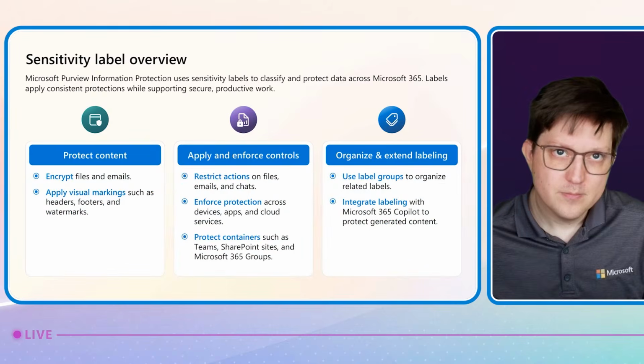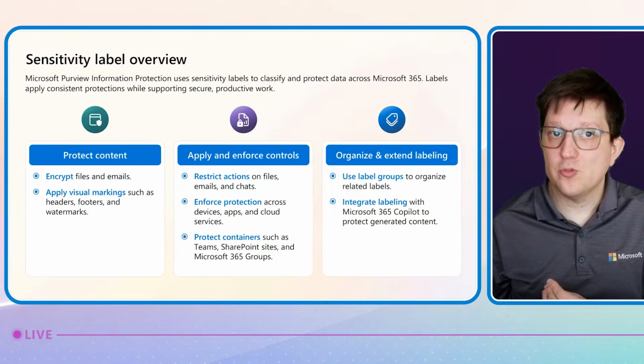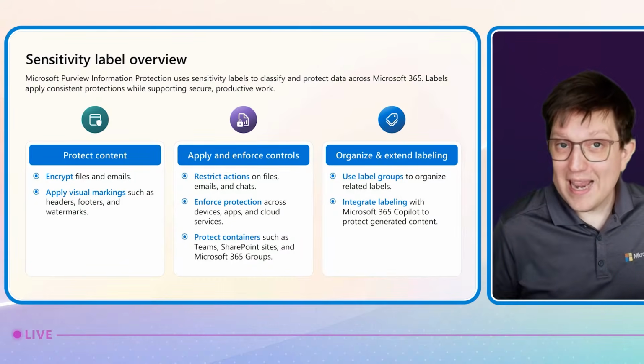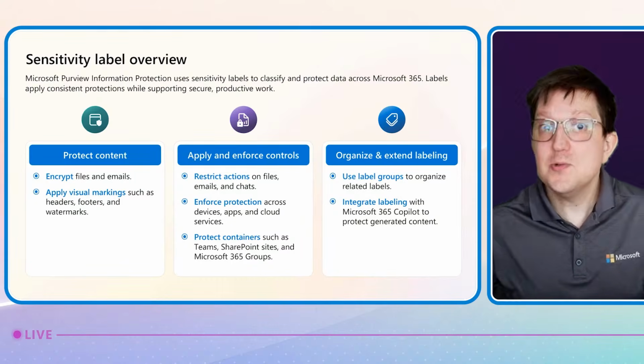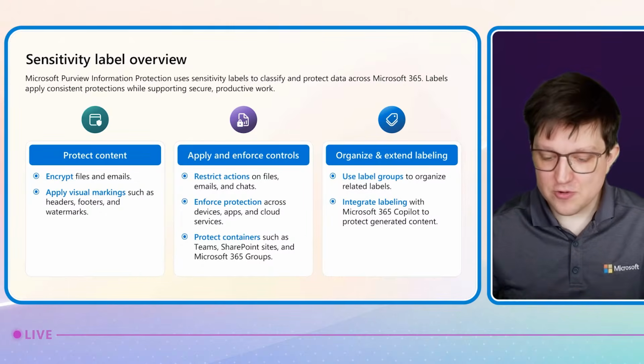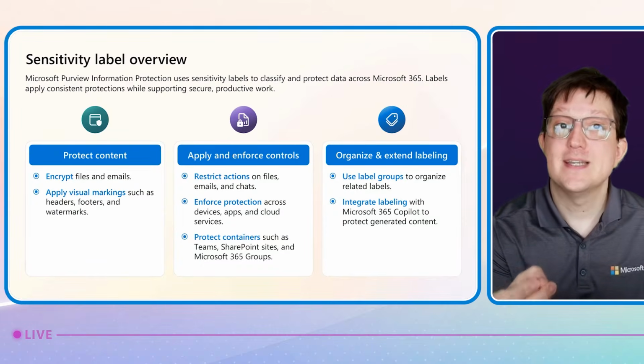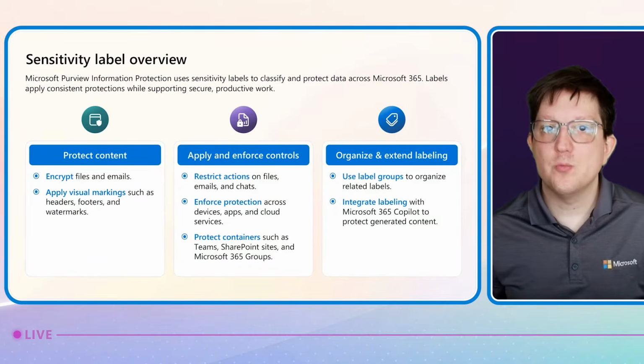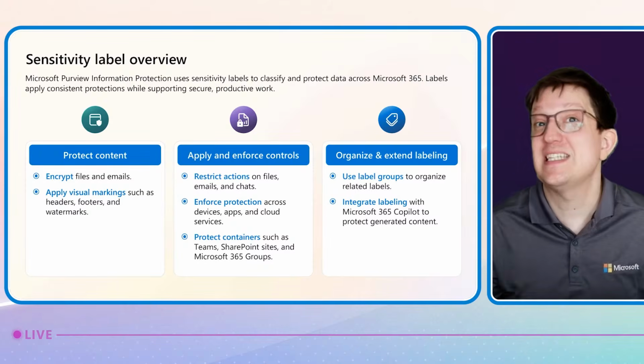Now, next up, sensitivity labels. Once we have ways of classifying data, we do need to classify it. Sensitivity labels are a way for us to have centralized control over what happens next. By classifying data, we are able to protect content essentially with tagging.